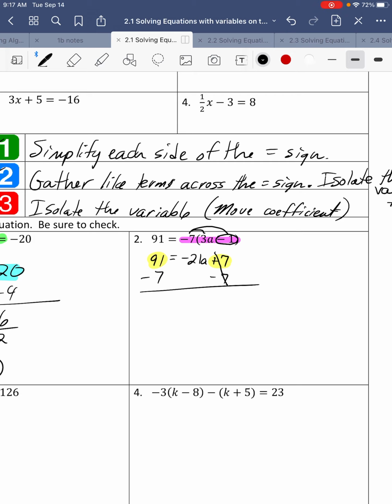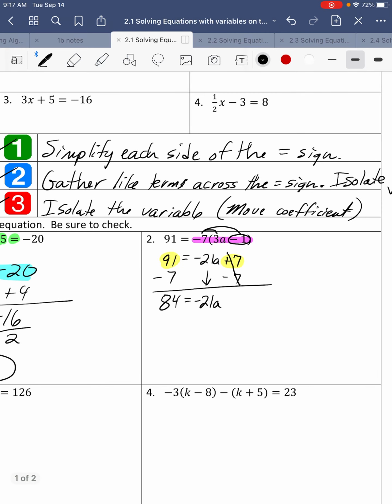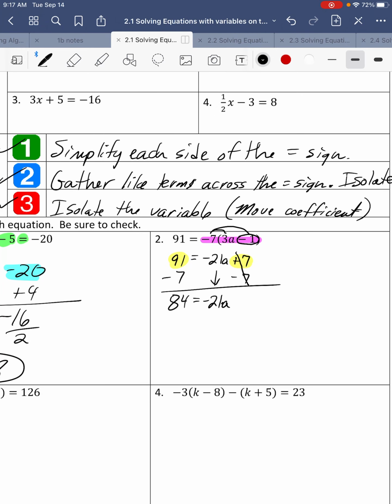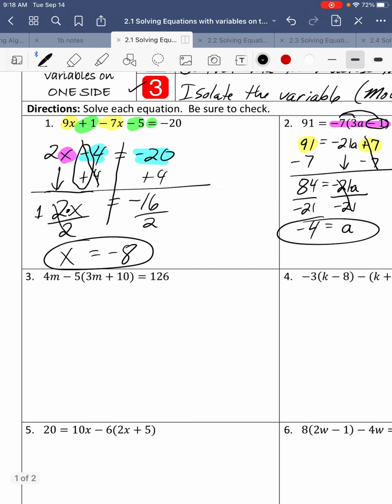Opposite operation, 7 minus 7 is 0. The negative 21a will come down. And 91 minus 7 is 84. And now the last thing is isolate the variable. So we have negative 21 times a. The opposite operation of multiplication, or times, is divide. You divide by negative 21, divide by negative 21. You get a equals 84 divided by negative 21. 84 divided by 21 is 4, and one of the numbers is negative, so the answer is negative.